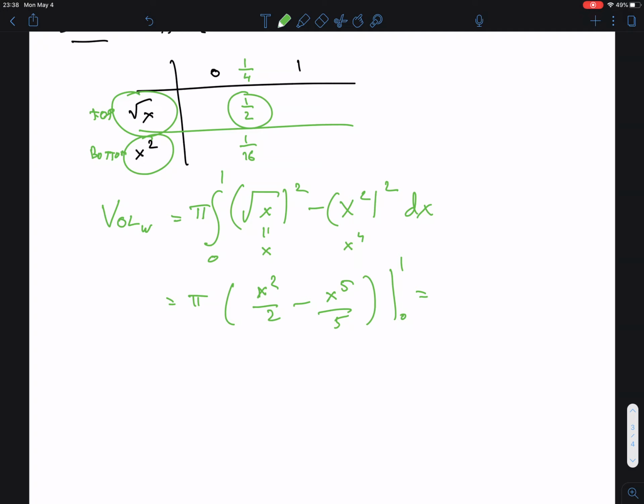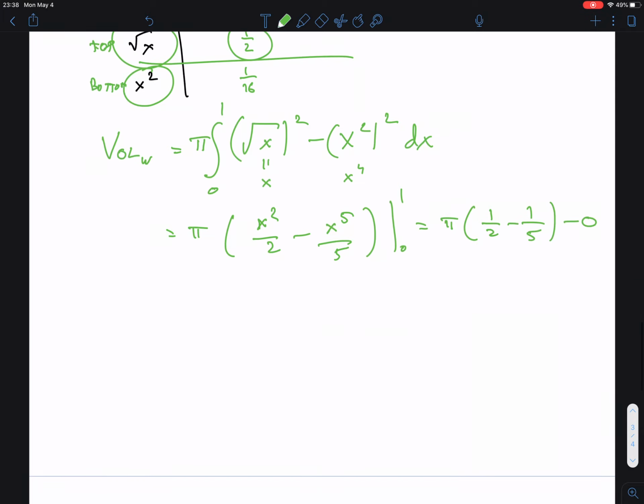If I plug in 0, nothing happens. So the top point gives me pi times 1/2 minus 1/5, and if I plug in 0, I get 0 there. So that's the answer. If you want to put this on common denominator 10, then you have on top a 5 minus 2, 3. But it's not necessary. You can leave it like this. All right, that's how this works.